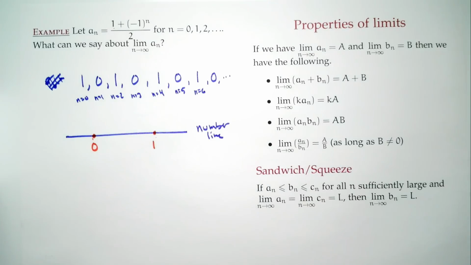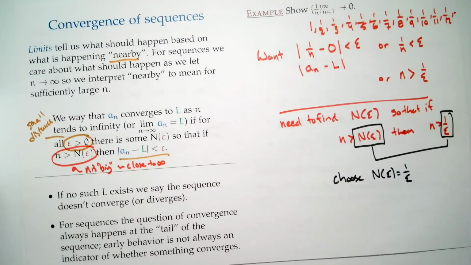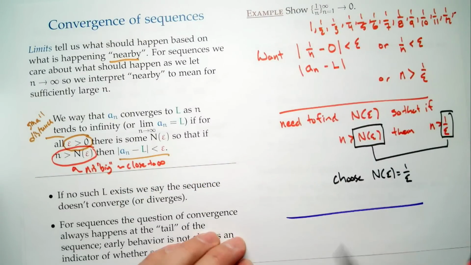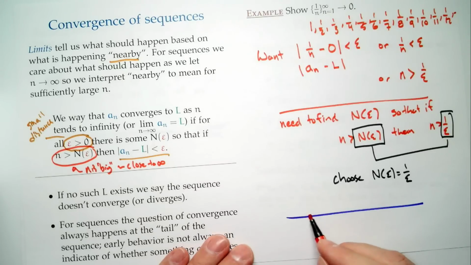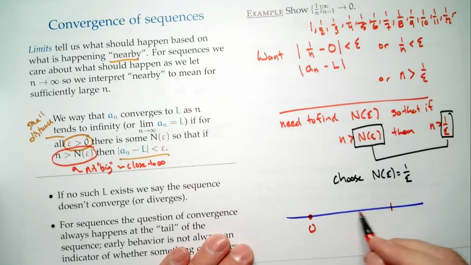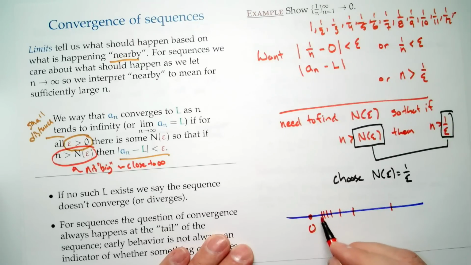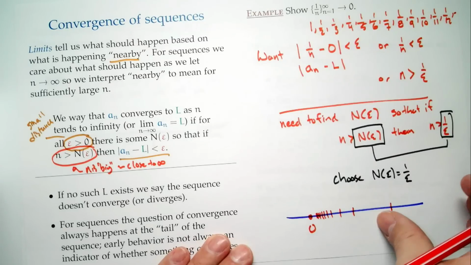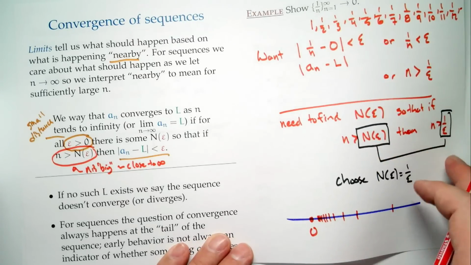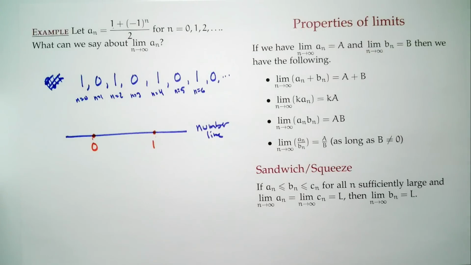If you go back to the previous problem and draw the number line, here's 0. It was 1, then a half, then a third, then a fourth, then a fifth, then a sixth, a seventh, and eighth. It was moving in. But on the current one, it's not moving into anything. It's hopping back and forth.